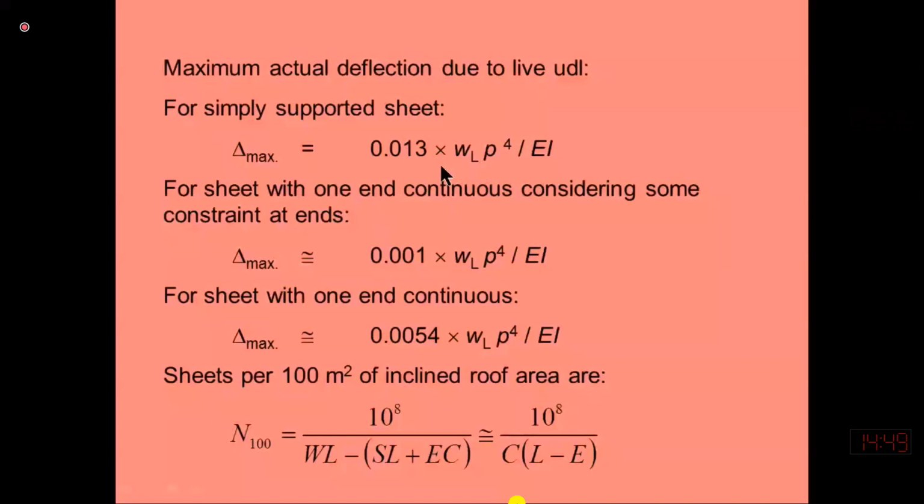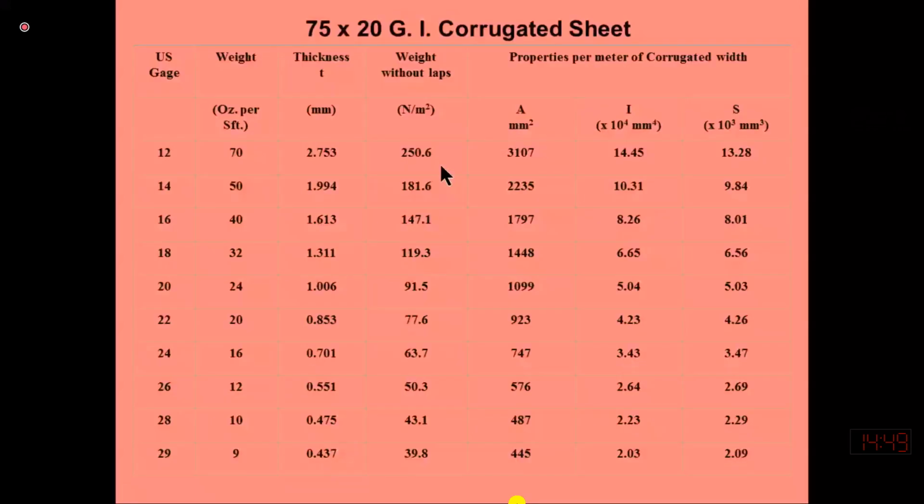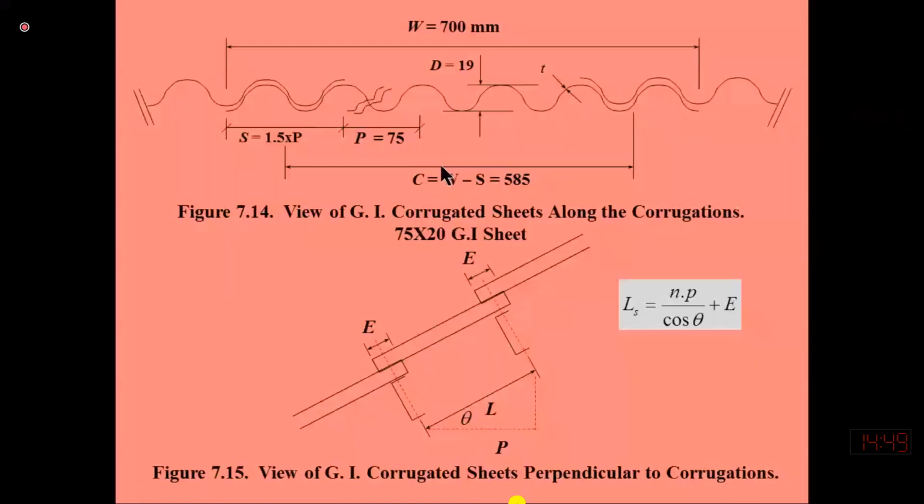Actually, the length of the sheet is the inclined length, but the load is acting in the gravity direction. So in the gravity direction, we need to consider the component of this sheet which is perpendicular to the load, or just the horizontal component of the length of the sheet. So this span or this panel is the effective horizontal distance which is subjected to deflection.